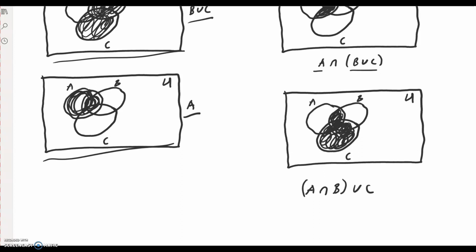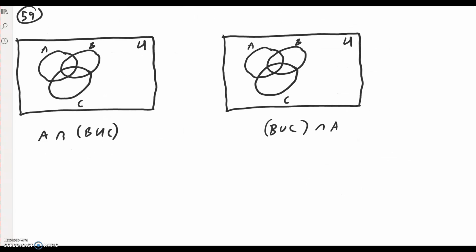So think about this. Is this everything in C? Yes. Is it everything in the intersection of A and B? Yes. So now does this set look like this one? And the answer is no. So these are not equivalent.